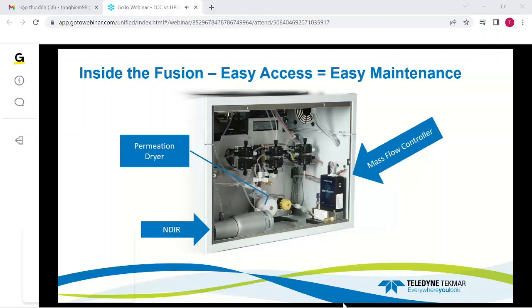We also have inside the system, where we want to make it easy to work on, our permutation dryer, NDIR, and our valves, which are very accessible by removing the side panel. We also utilize a mass flow controller. This mass flow controller does 2 things. A, it allows us to ensure our system is pressurized and has constant readback, so we know the system is not leaking and it's doing exactly what it needs to do. But it also allows us to adjust our flows and modes to speed up the system instead of being fixed by restrictors and regulators.